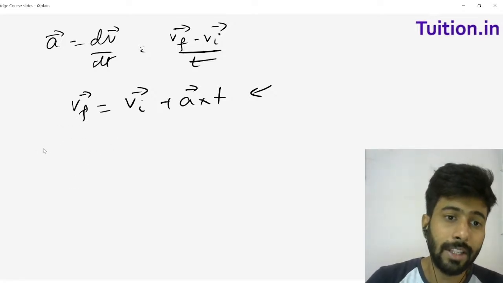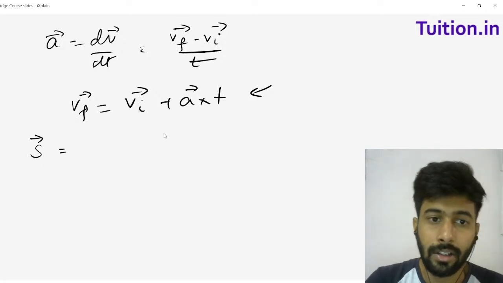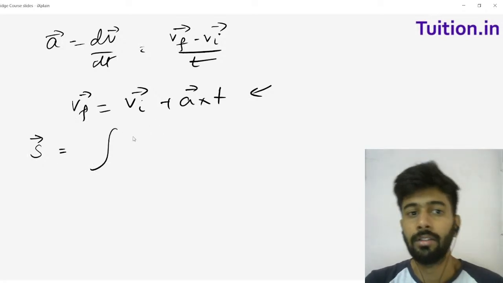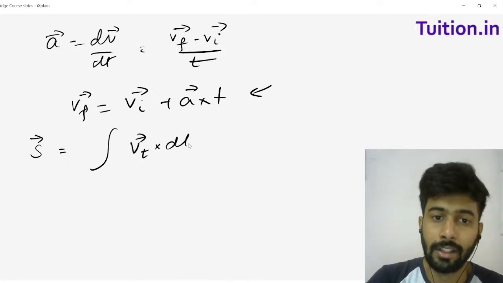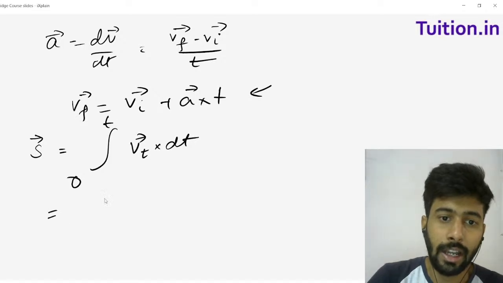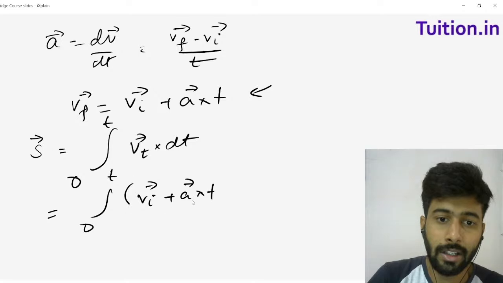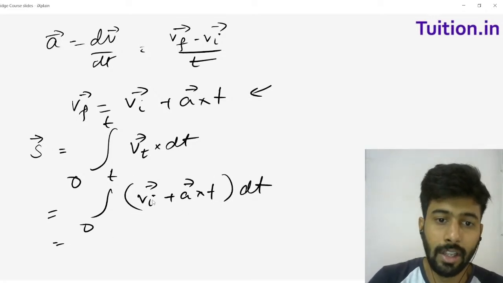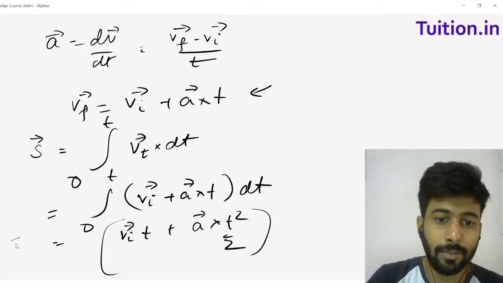So displacement vector is nothing but, let's say your velocity at a given time t is v(t), so that into dt, you'll have to integrate it from 0 to t, and v(t) is nothing but v_i bar plus a bar into t. You have to do dt for this, and how do you integrate? You'll get v bar into t plus a bar into t square by 2, right? This is how this s bar's formula has come.